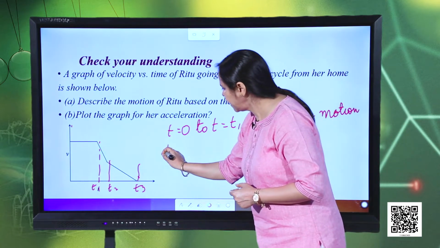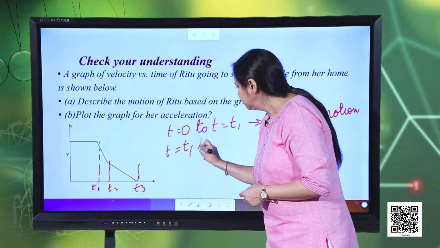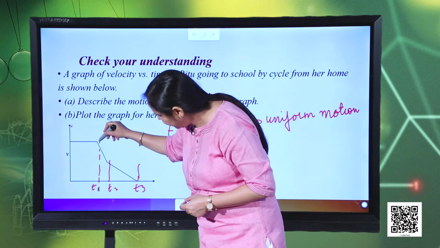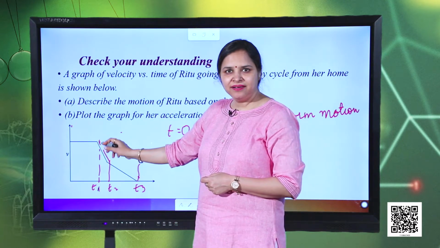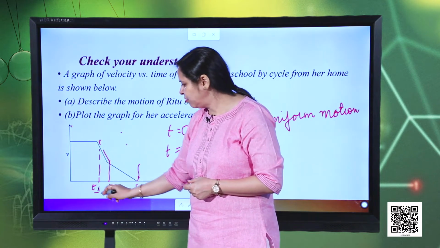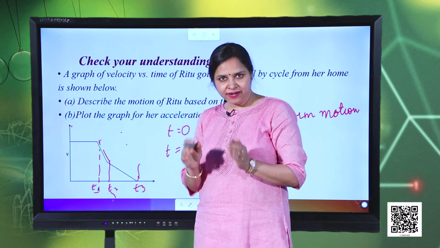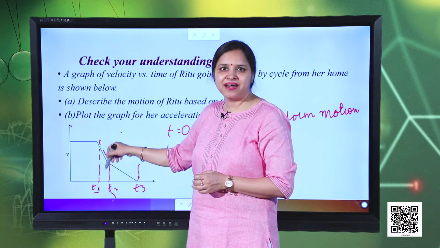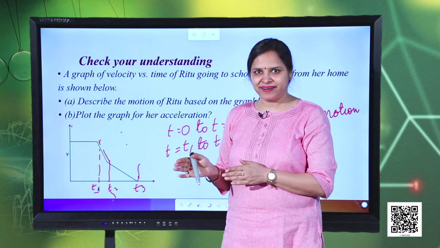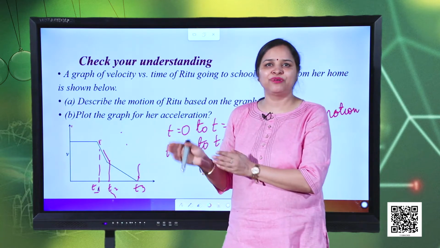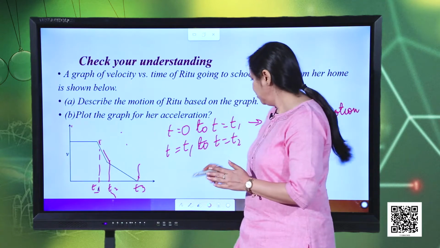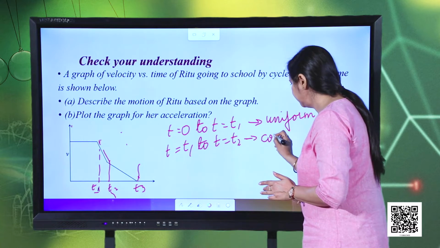Now, let us talk about another time duration, t = t1 to t = t2. Yes. Now, look at this. In this time duration, you can see that the velocity is decreasing. Velocity is decreasing in the time interval of t1 to t2. Also, since it is a straight line inclined to the time axis, we can say that this is the case of deceleration. The velocity is decreasing at a uniform rate. So, it represents constant deceleration.